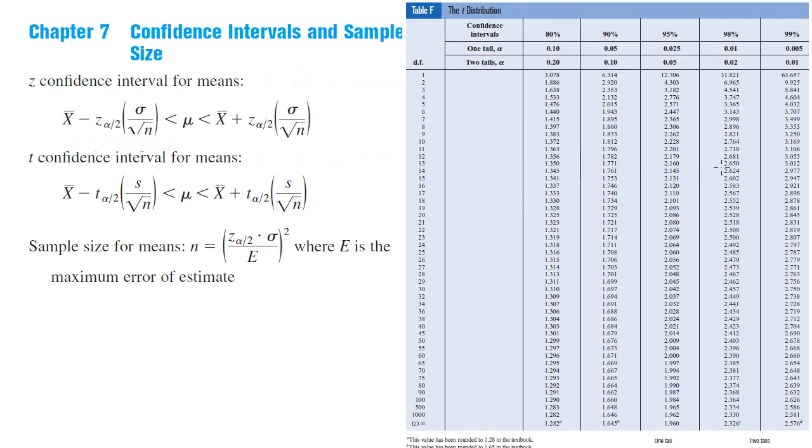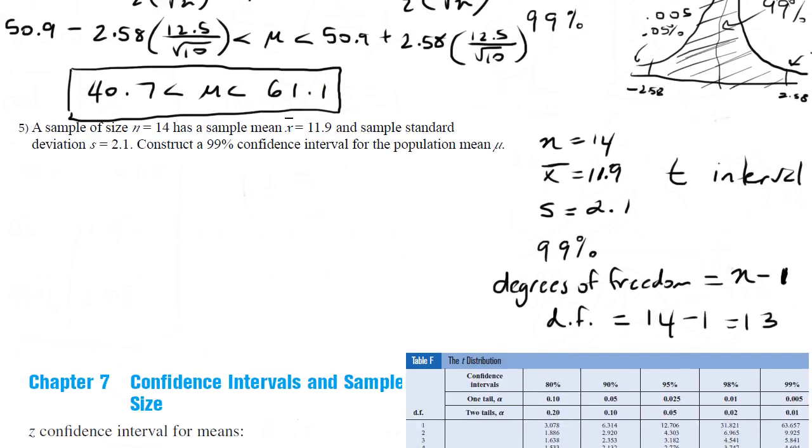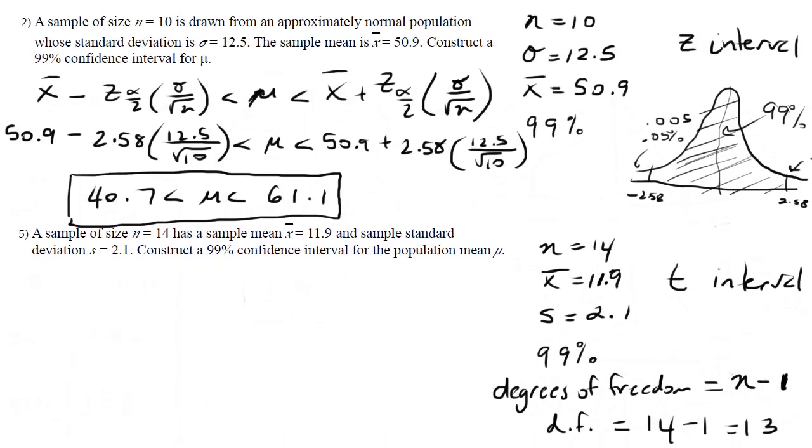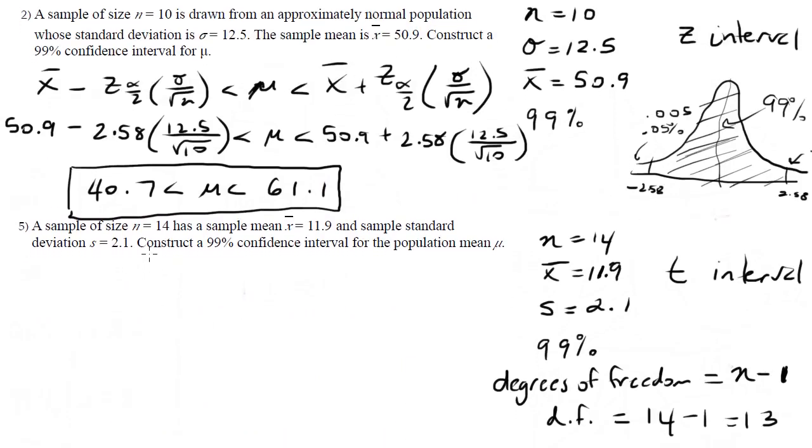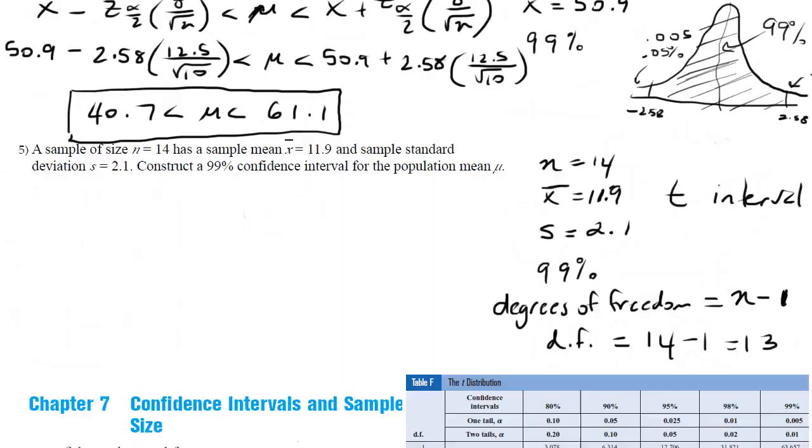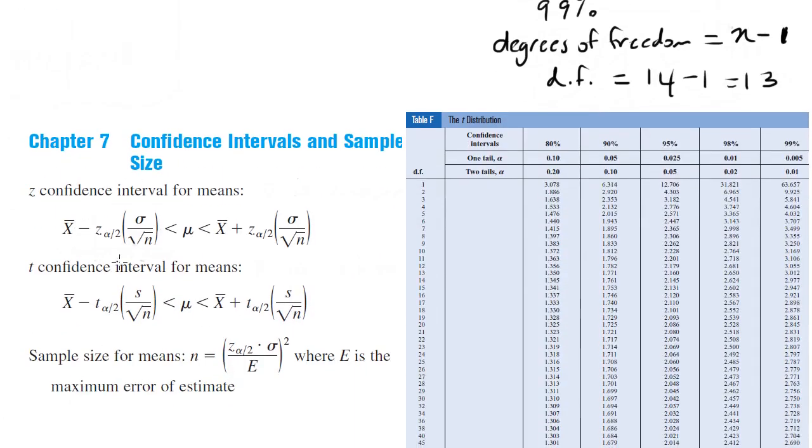This is really hard to read. I don't have a ruler here. I believe that's 3.012. 99% confidence interval, 13 degrees of freedom. All right, 3.012 it looks like. So that's my T alpha over 2 value, 3.012. So if I use this T confidence interval for means formula here, this is the formula I'm writing out.